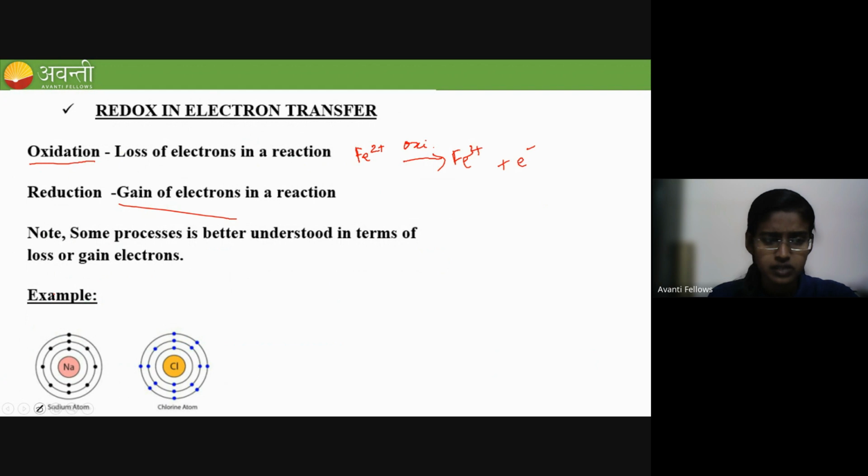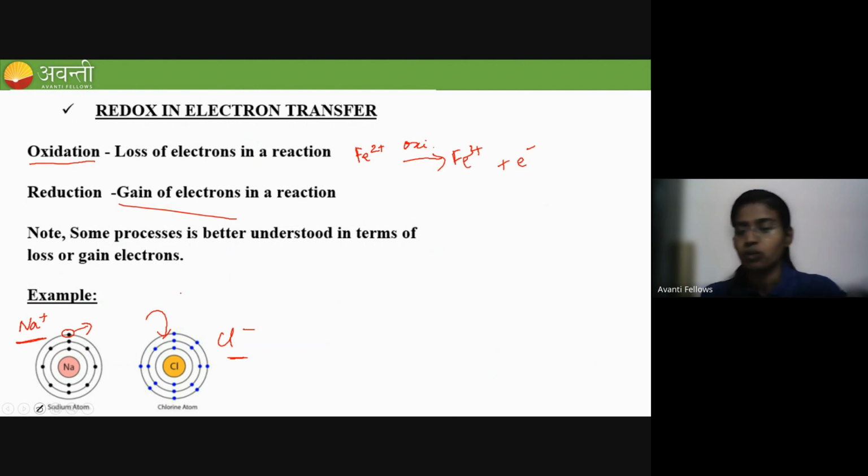Here you see we have a sodium atom and a chlorine atom. Sodium will lose its electron and chlorine will gain that electron. So sodium will become Na+, and chlorine will become Cl-. So sodium has got oxidized and chlorine has got reduced. Got it? This is how we define oxidation and reduction in terms of electron transfer. Instead of using oxygen and hydrogen, in the electron transfer concept, oxidation and reduction are defined like this. This is the second topic of this lesson.